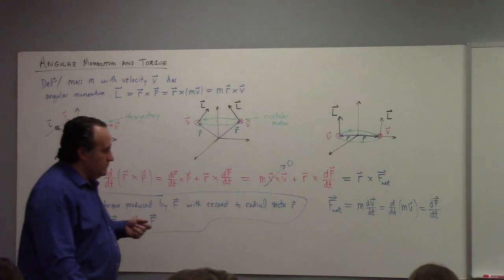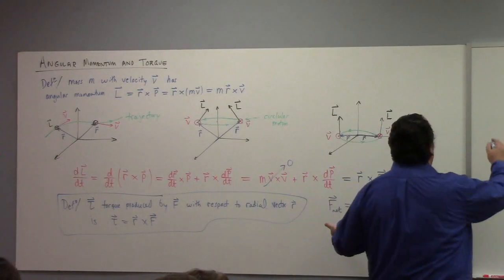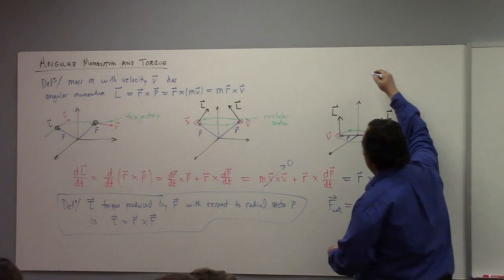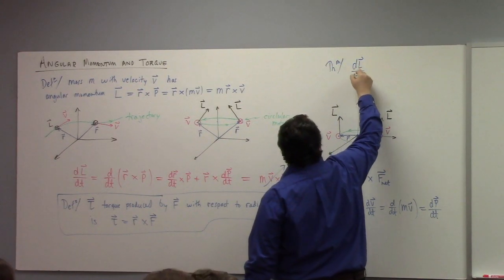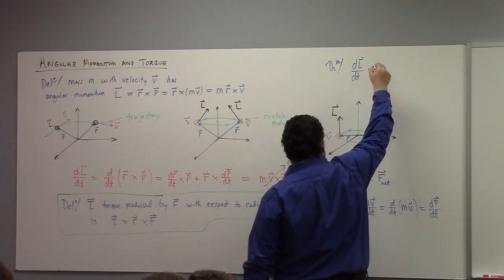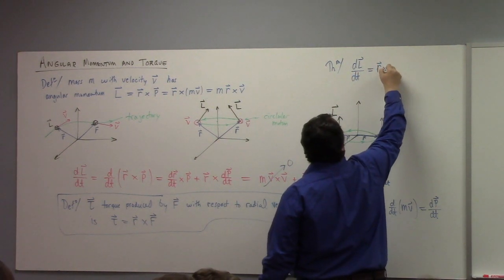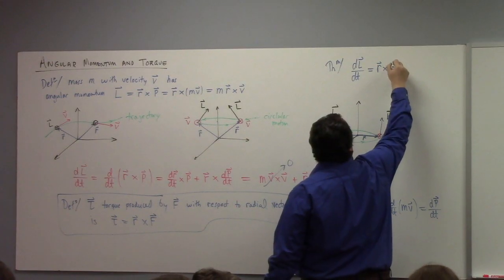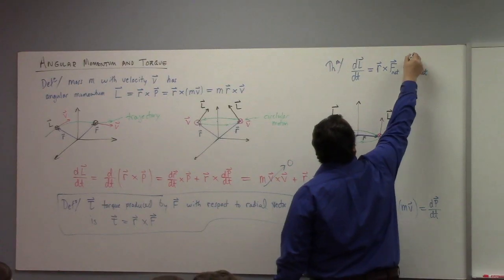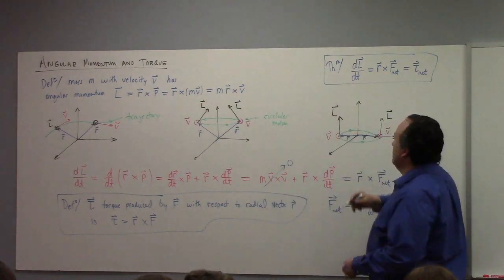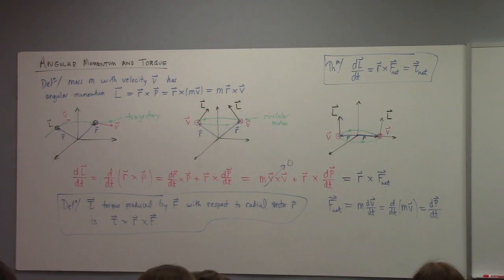And what this means then is we have basically a theorem that says that dL/dt is equal to R cross the net force, right? But we can justifiably call that the net torque. It's the torque produced by the net force. What is this we're looking at here with this theorem I've just written down?